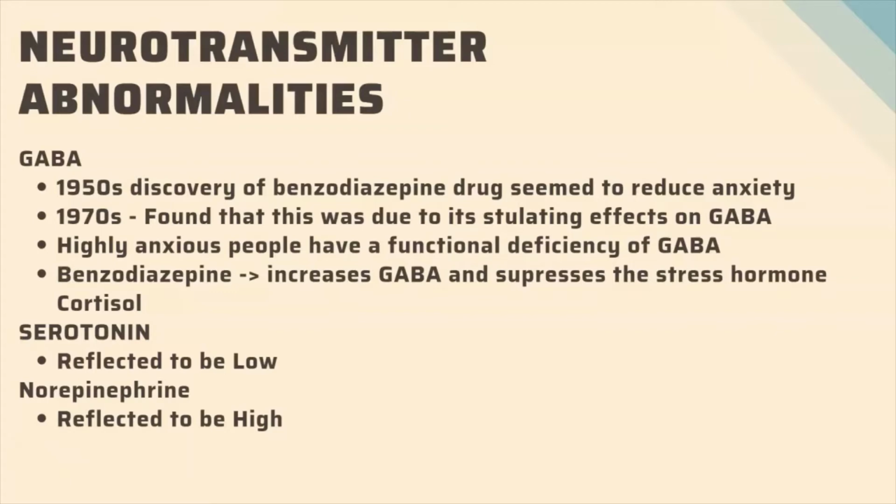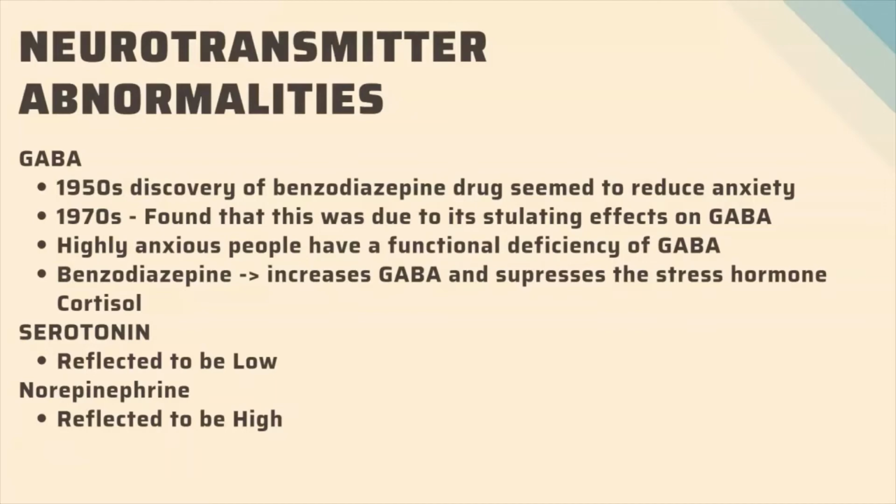GABA, as we all know, is a neurotransmitter which has an inhibitory role. Inhibitory role means it reduces the levels of certain brain functions. Because it's an inhibitory neurotransmitter, it inhibits the levels of the brain's functioning. GABA was found to be at a very, very low level. That is, people with anxiety generally had a functional deficiency of GABA. So when GABA is really low, there is no neurotransmitter in the brain which can inhibit the levels of other neurotransmitters which could be a trigger.